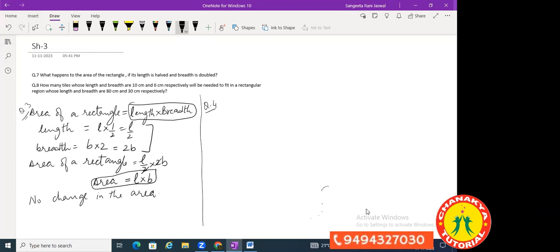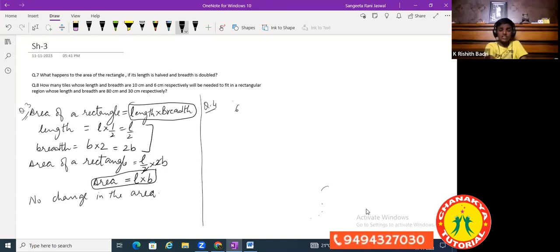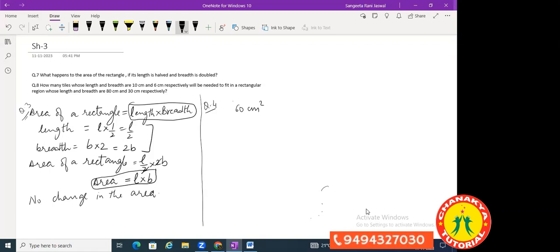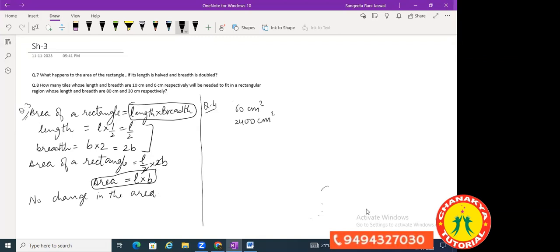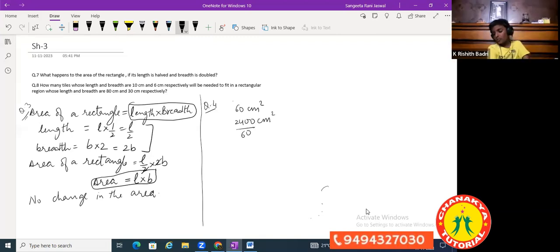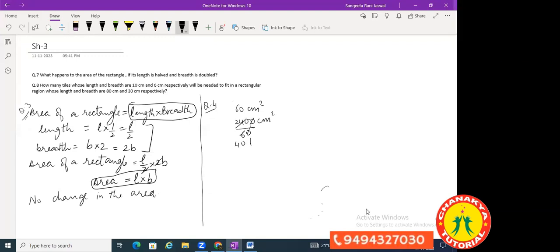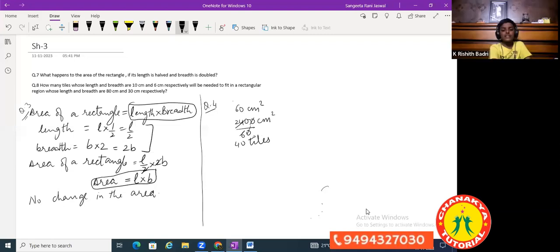Okay. So it's saying the tiles whose length and breadth are, okay, so the area of a tile is coming to be 10 into 6, that is 60 centimeters square. And the rectangular region is 80 into 30, which is 2,400. And when we divide 2,400 by 60, we get the answer as 40 tiles. Great. Just like the previous one.